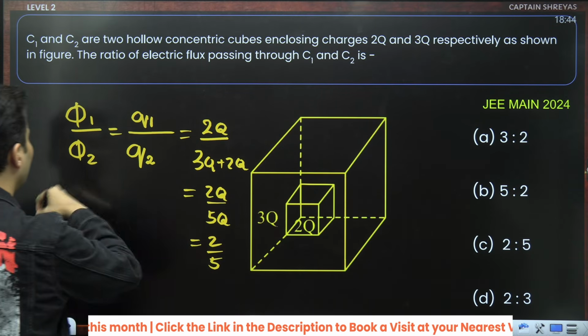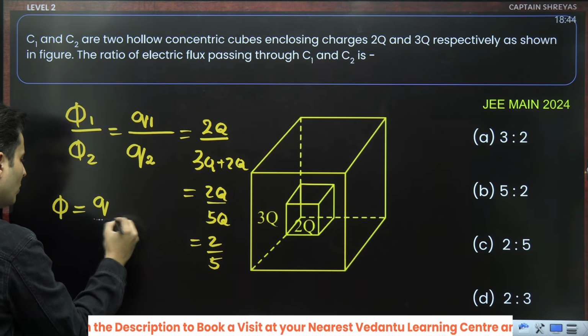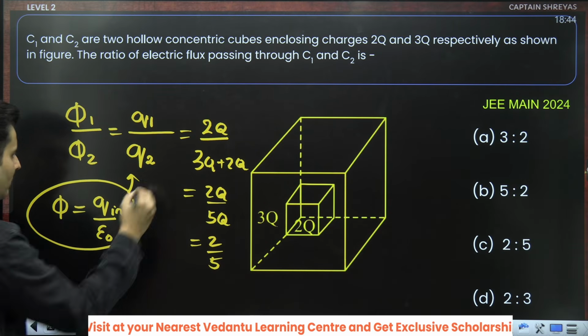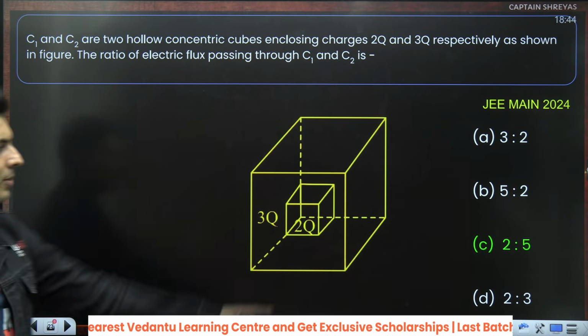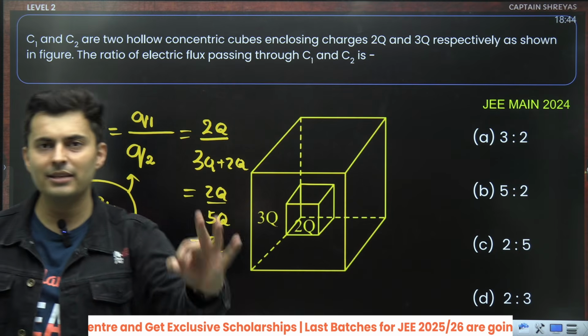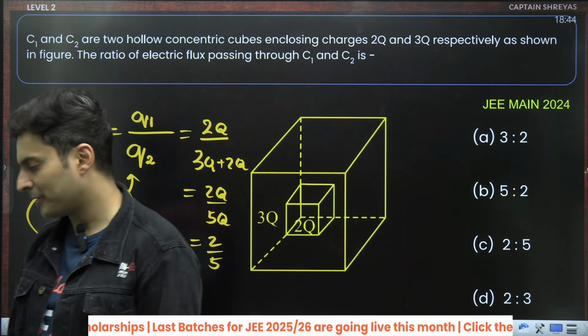How did we get this? Because we know flux is nothing but q inside divided by epsilon naught. That was the logic behind this. So hence 2 by 5 is the correct answer. Very straightforward. Within 20 seconds or 30 seconds in the examination hall, you will be able to crack it.